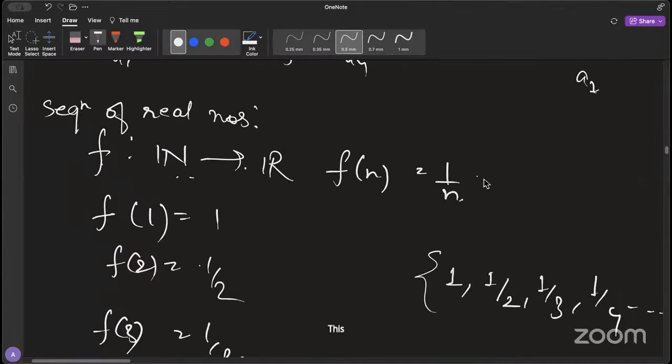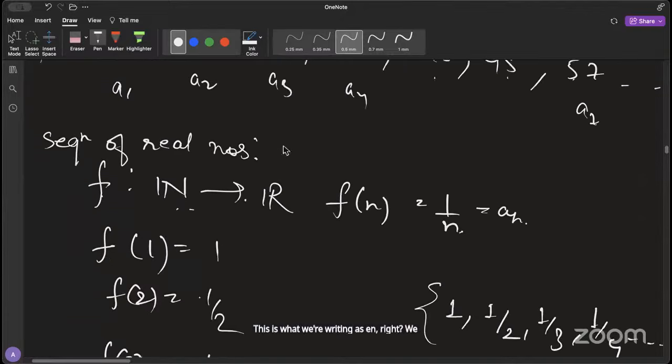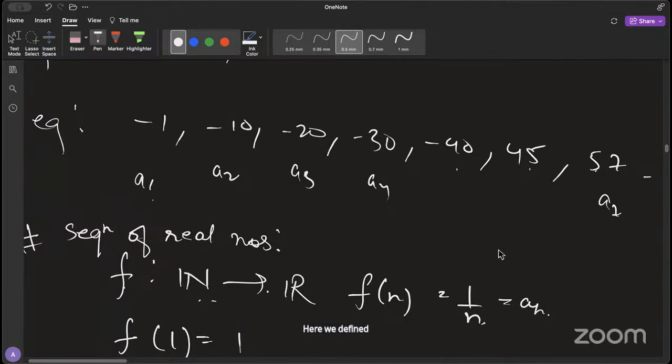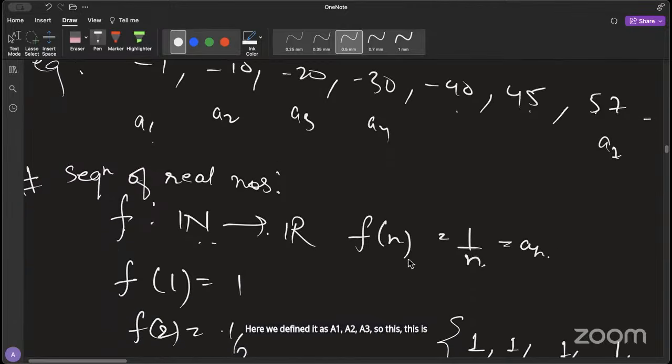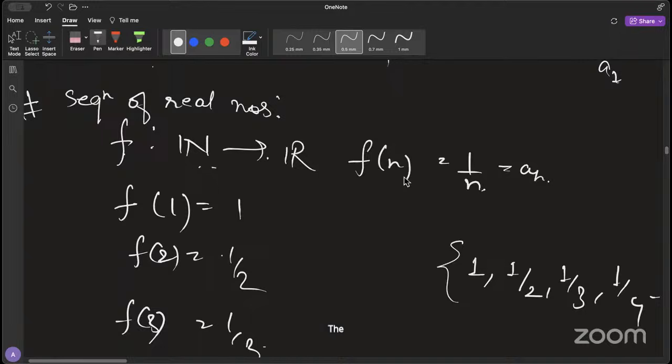This is what we're writing as an, right? We said here we define it as a1, a2, a3. So this is the same as a1. I can call the value of f at 1 to be a1. Then I can call this to be a2, this to be a3, right?